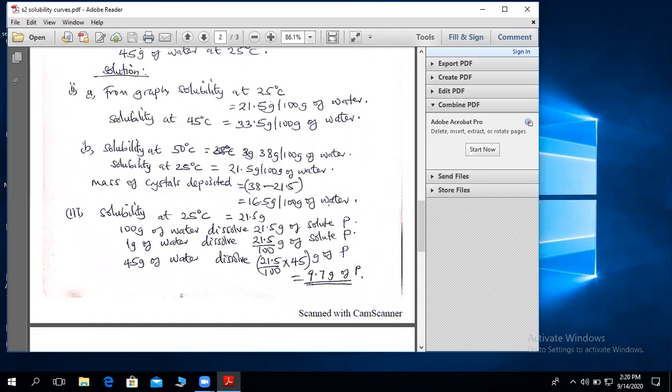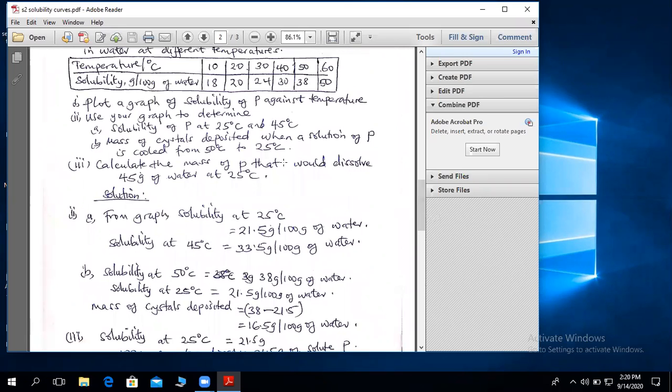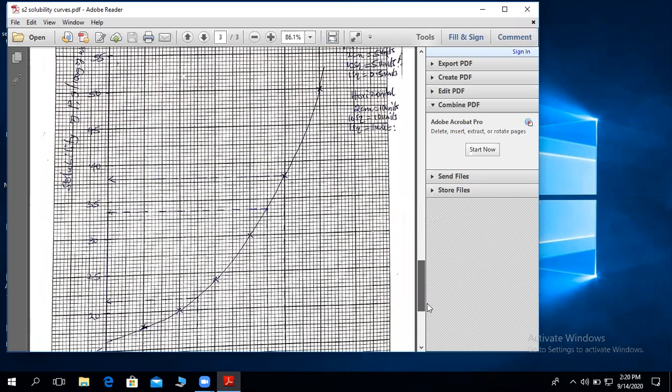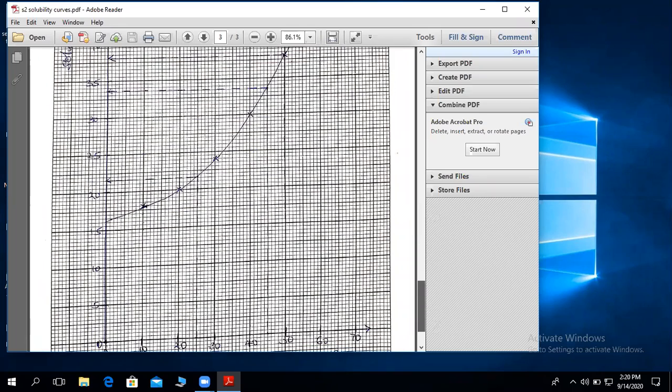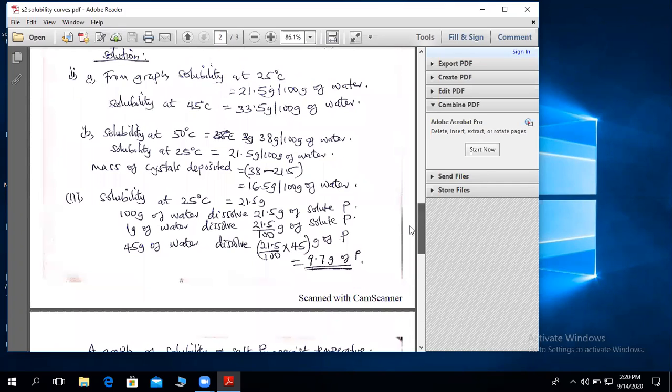So the solution was cooled from 50 degrees centigrade to 25 degrees centigrade. So I come to my graph again. I look for solubility at 25. This is 25 degrees centigrade. I come until I meet the graph, and the answer is 20, 20.5, 21, 21.5. So solubility at 25 degrees centigrade is here, 21.5.